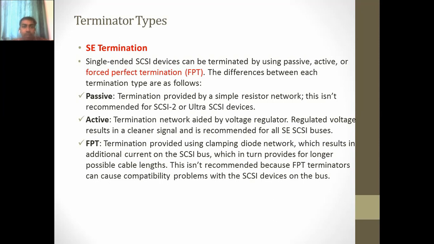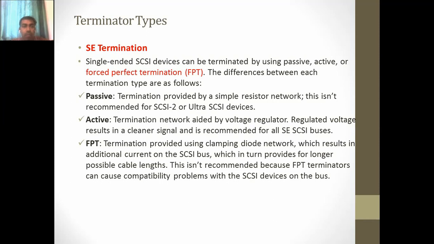The difference between each termination is that passive means the termination is provided by a simple resistor network. That means it isn't recommended for SCSI 2. When we take an active termination, the termination network is aided by a voltage regulator. So this is activated by the voltage regulator. The voltage that is being regulated will result in a good signal. So that can be recommended for other SCSI buses.